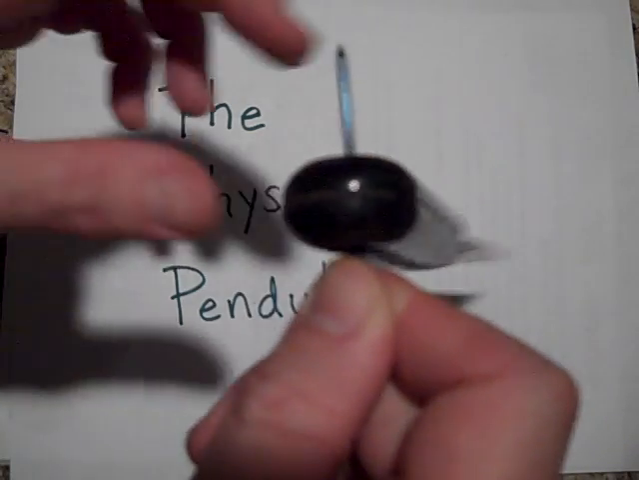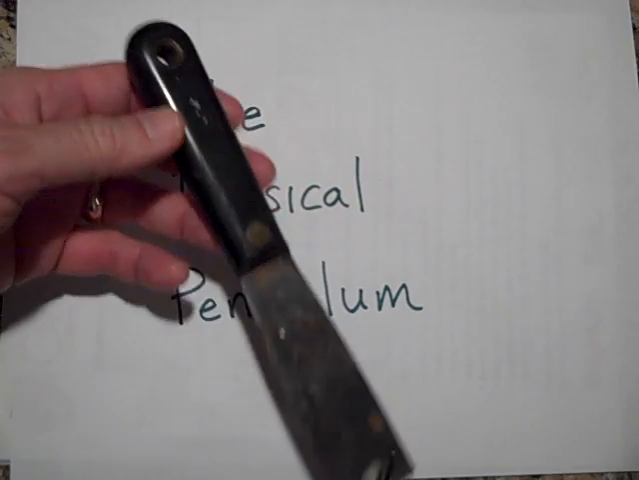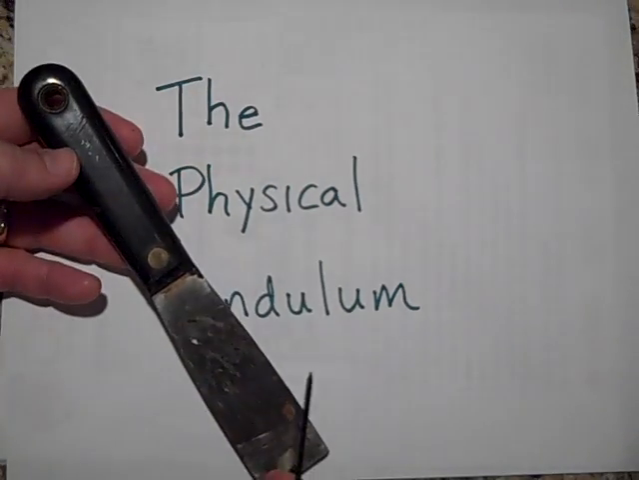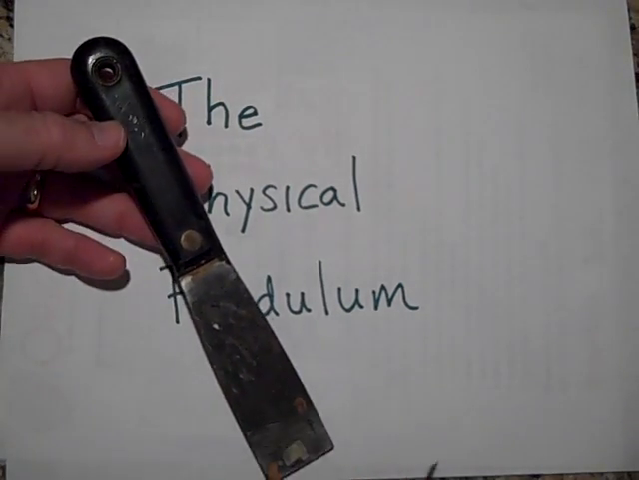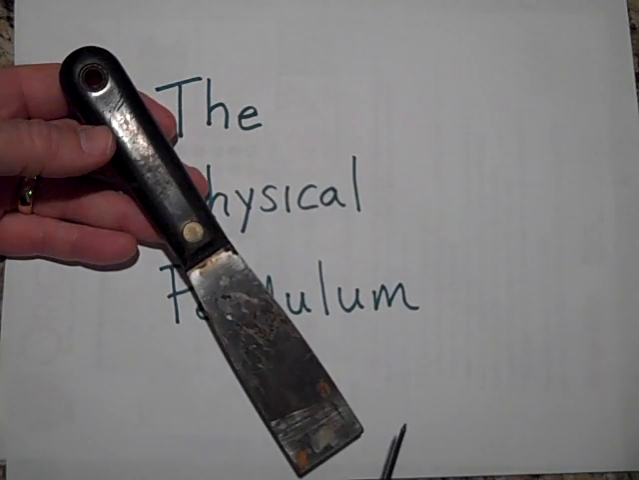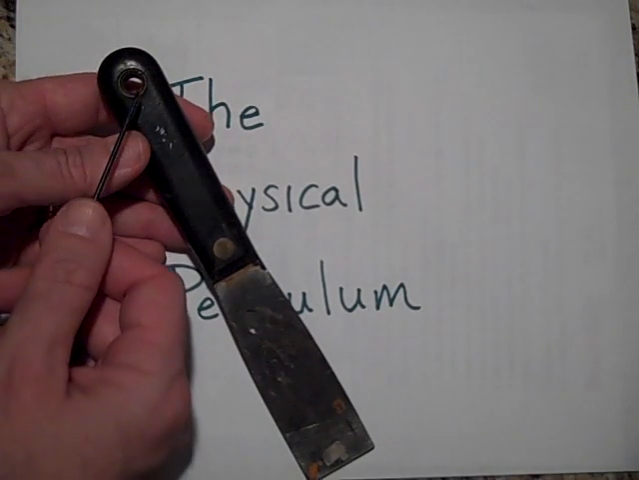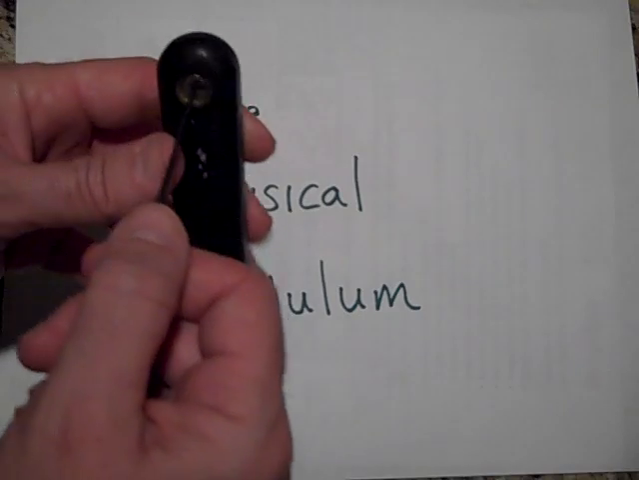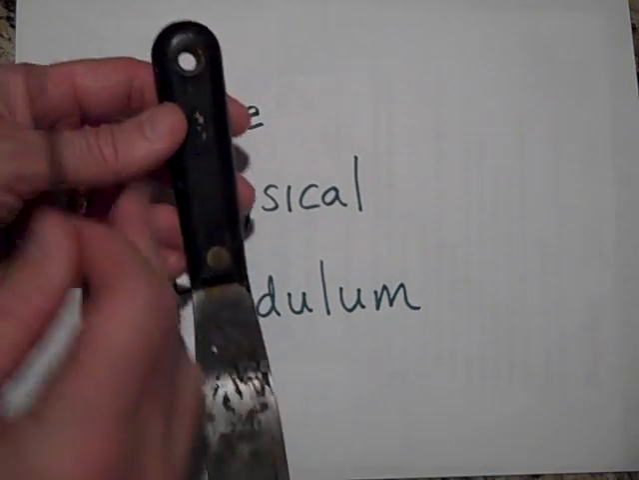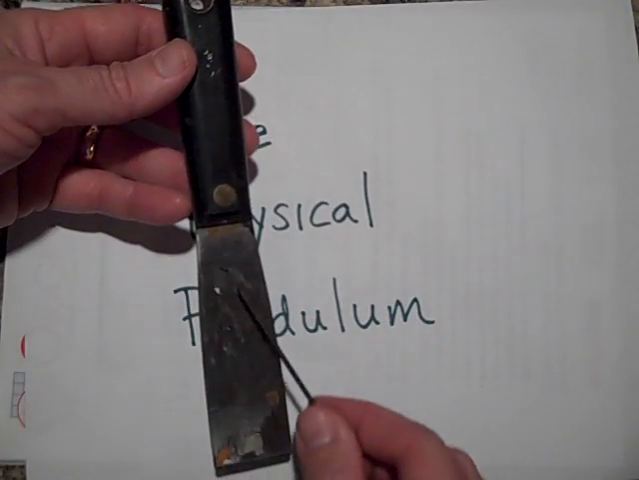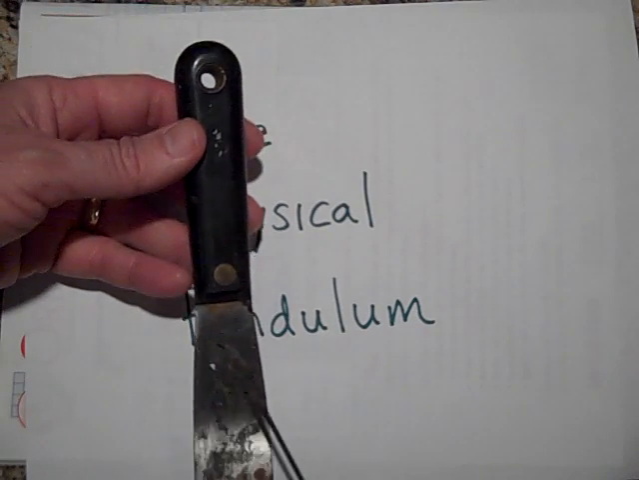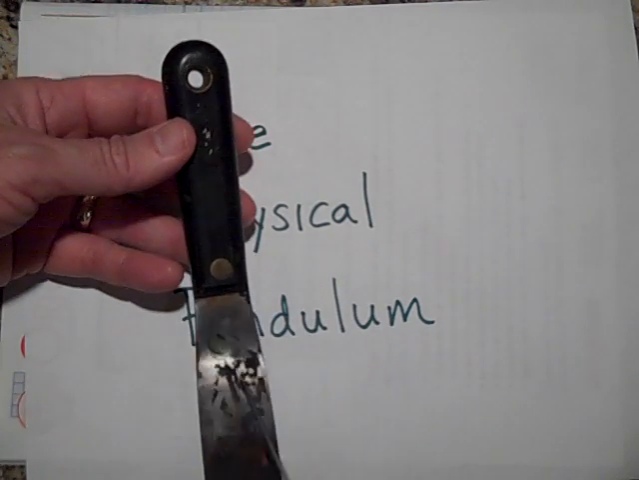Okay, this is not a simple pendulum. A simple pendulum has all its mass at one point, a distance, say L, away from an axis. This one is a physical pendulum because even though the axis is right here, the mass is spread out over this whole thing, and so you can't treat it as a point mass anymore.